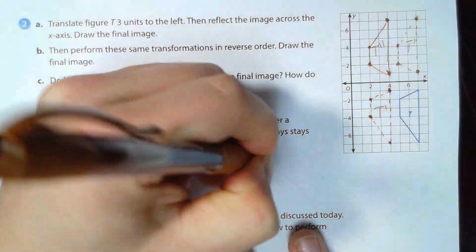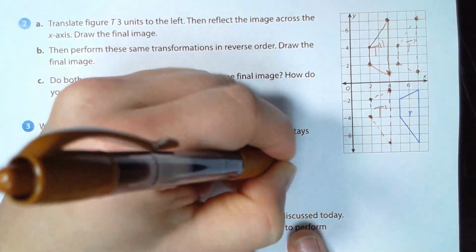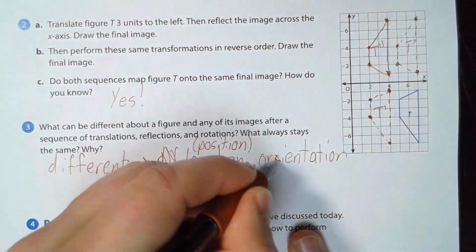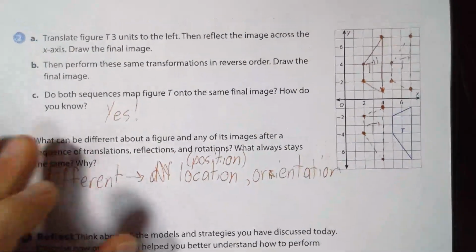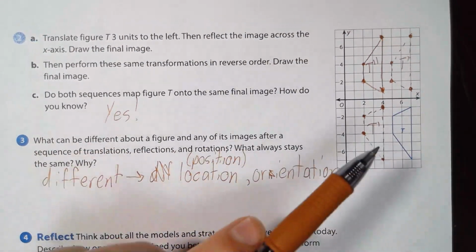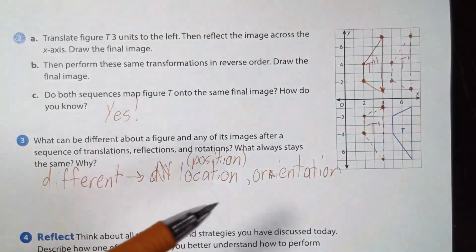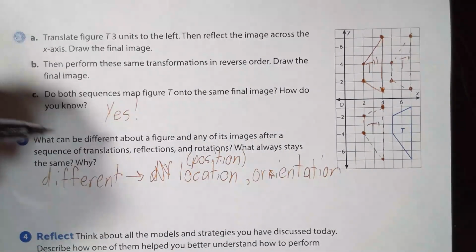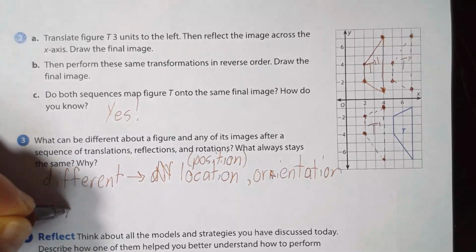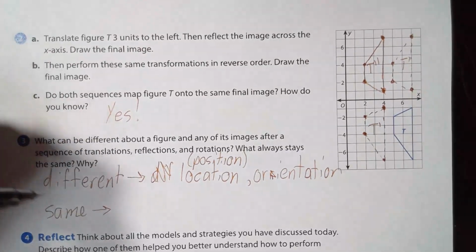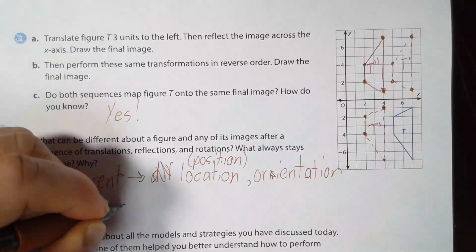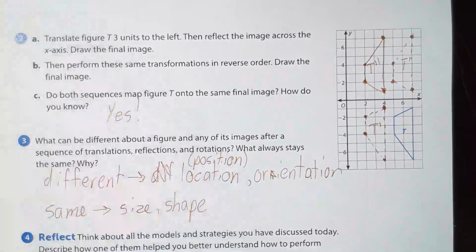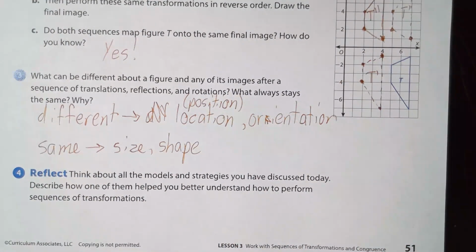What else might be different? The orientation. The orientation might be different as well. In this case, neither were different. Well, we changed position, right? But what's always going to be the same? They're always going to be congruent images, so always the same size and shape, as long as we are only performing rigid transformations.